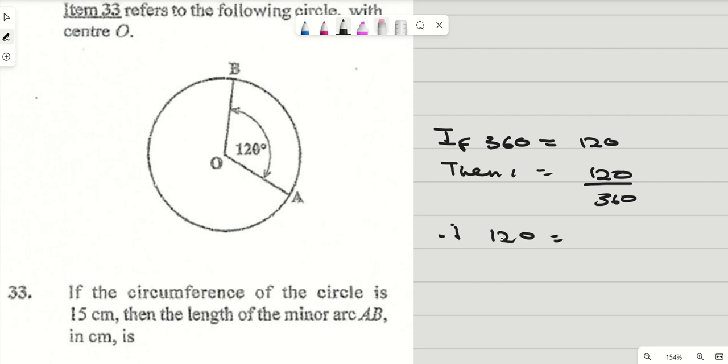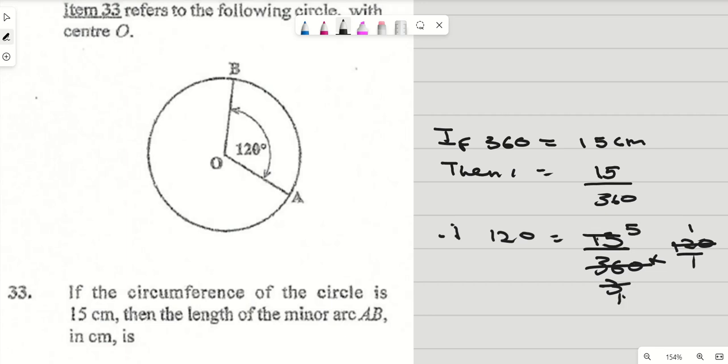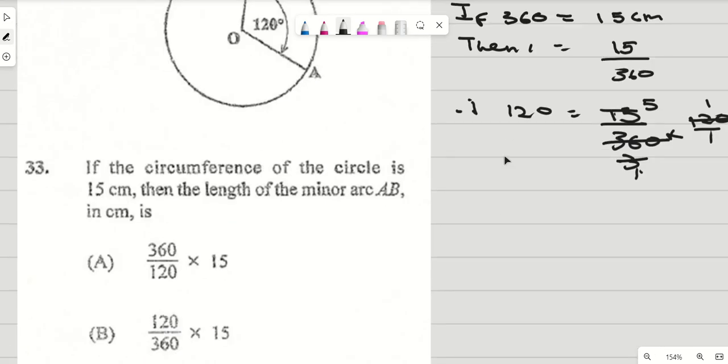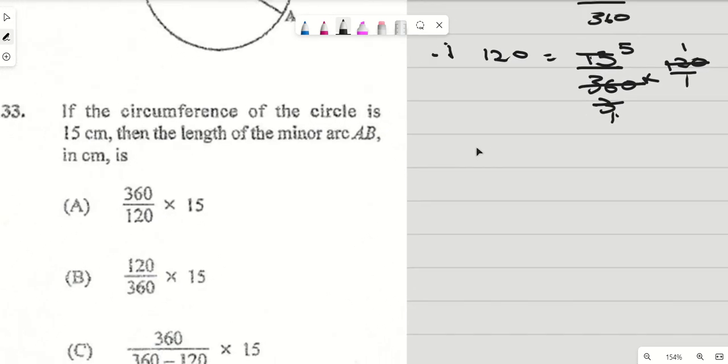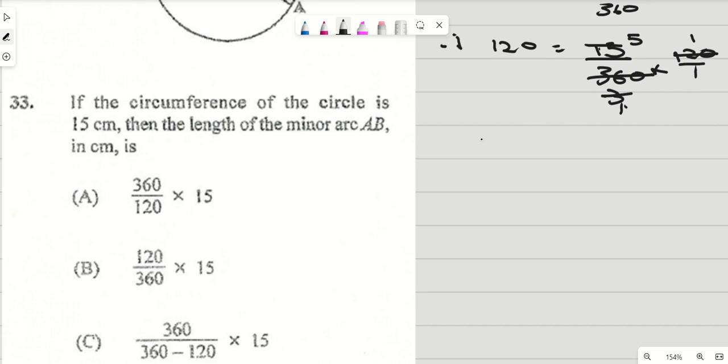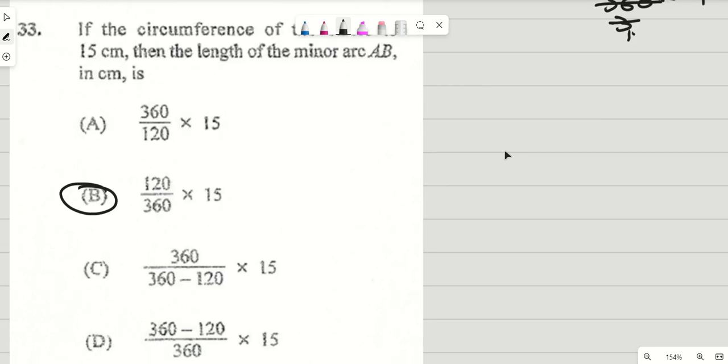What am I saying? Sorry, no. If 360 is equal to 15 centimeters, then 1 would be 15 over 360, and therefore 120 would be 15 over 360 multiplied by 120. Oh, they have the options, so 120 over 360 multiplied by 15, which would be B.